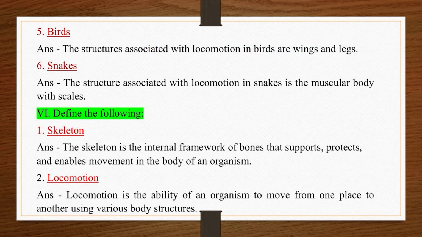5. Birds. Answer: the structures associated with locomotion in birds are wings and legs. 6. Snakes. Answer: the structure associated with locomotion in snakes is the muscular body with scales.